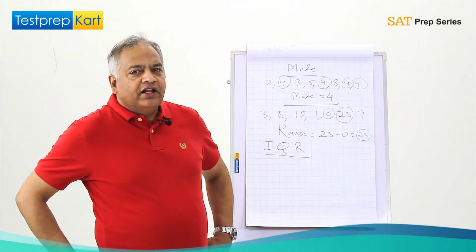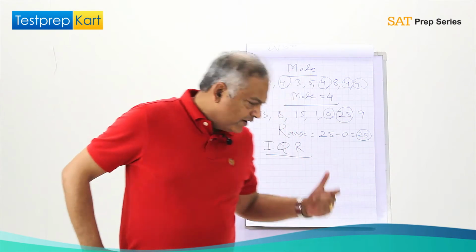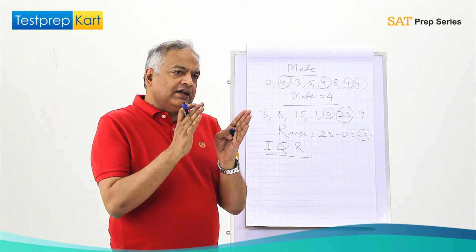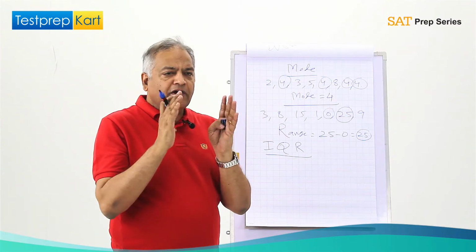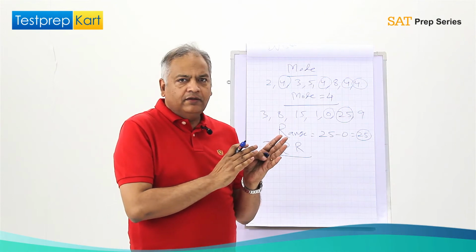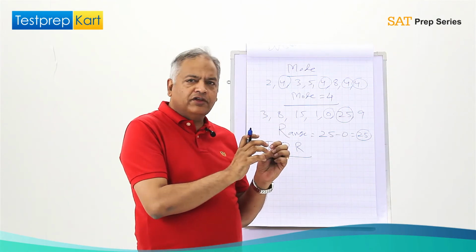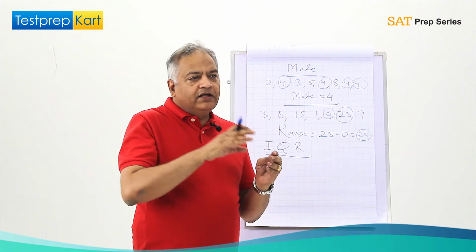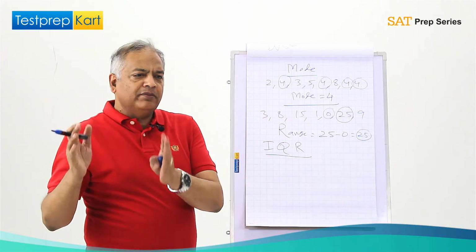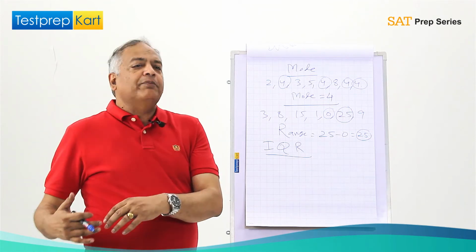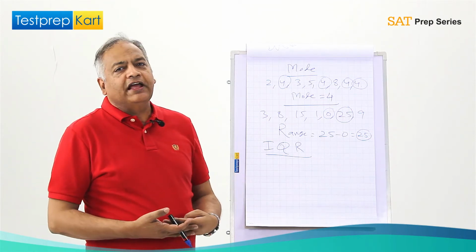So interquartile range is different from range, naturally. What you have to do is take the observations and find out the median. Take the left part of the median, the left part of the observations, and find out the median of that data. Take the right-hand side part of the median, and take the median of that particular data, and subtract these two. You will get the IQR.